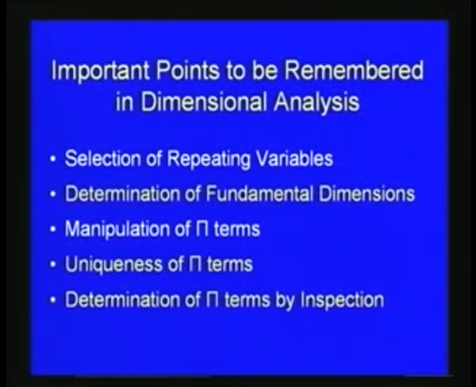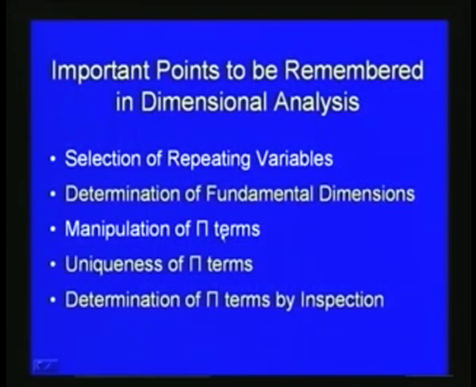So, now before going further, we will just see the important points to be remembered while doing dimensional analysis using the Buckingham pi theorem, which is one of the most commonly used methodologies. The important points to be remembered in dimensional analysis while using the Buckingham pi theorem are: the first one is the selection of repeating variables. The number of variables will be repeating with respect to each pi term, so we should decide how we select them. Second one is determination of fundamental dimensions.